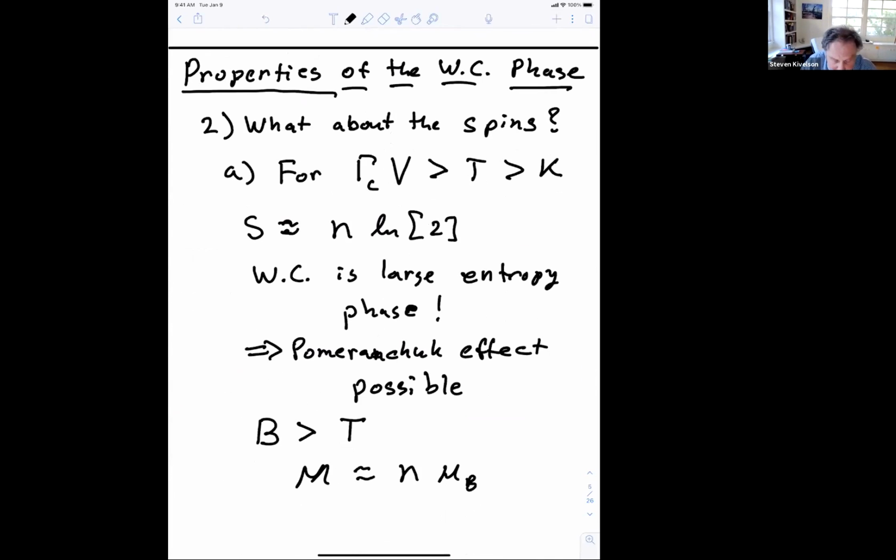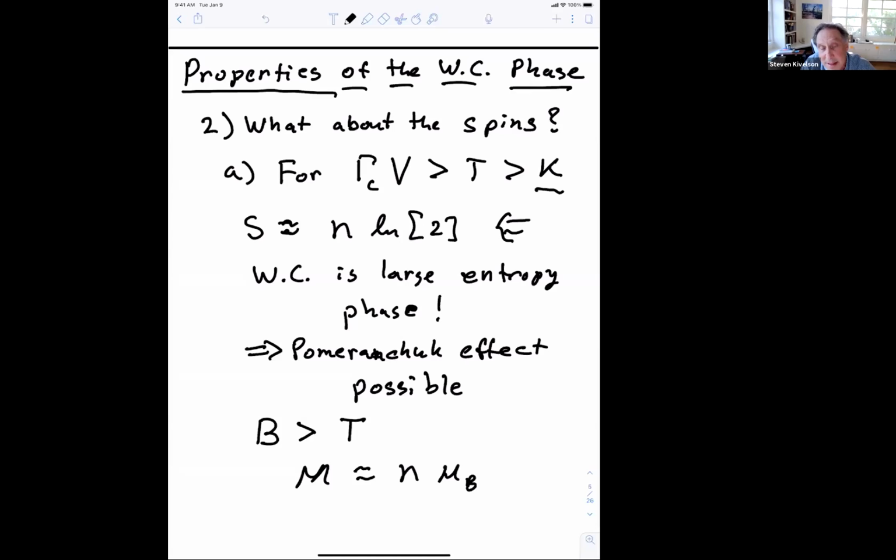Well, first place, we could be in a temperature regime in which the temperature is still small compared to the melting temperature, so we still have a Wigner crystal, but large compared to the exchange energy. And in this region, the exchange interactions can be neglected. And in that case, the spins are totally disordered, which means that there is an entropy N log 2 associated with the spins in the Wigner crystal. And this is a somewhat surprising feature of a Wigner crystal. The Wigner crystal is a crystalline ordered phase, but it is also a large entropy phase.